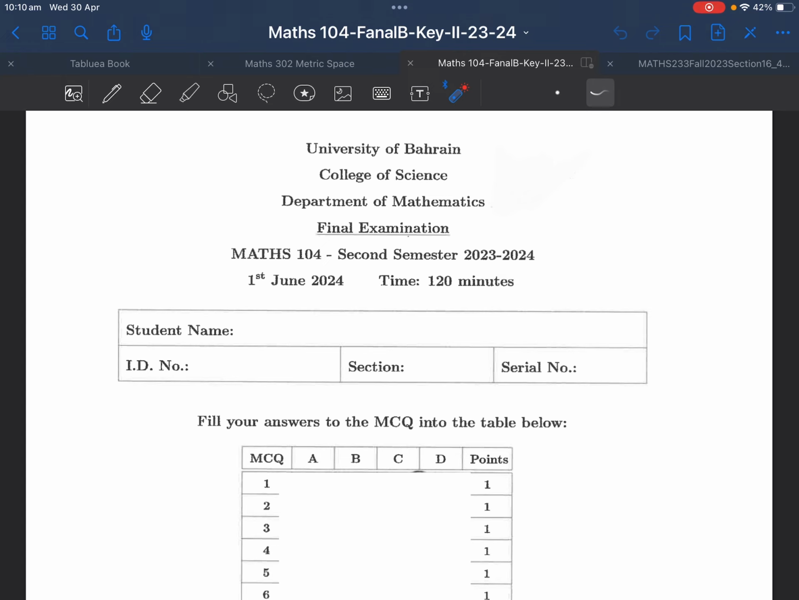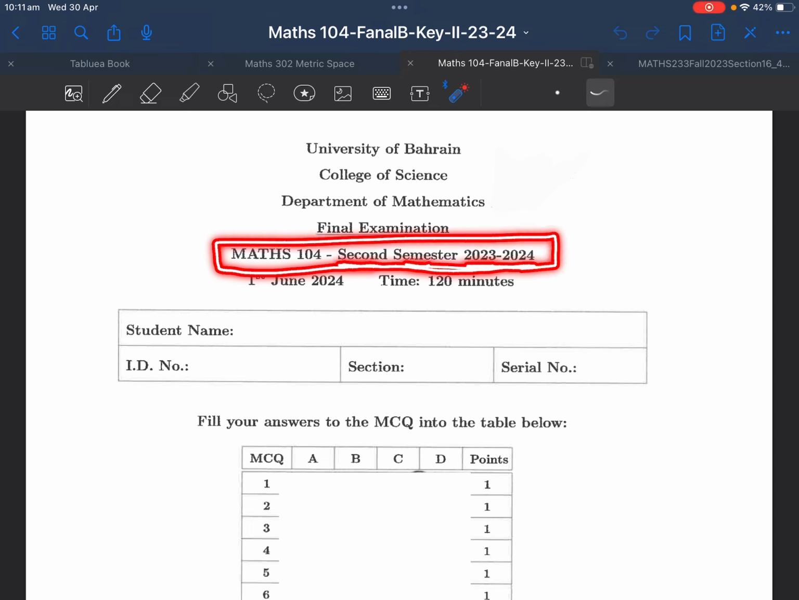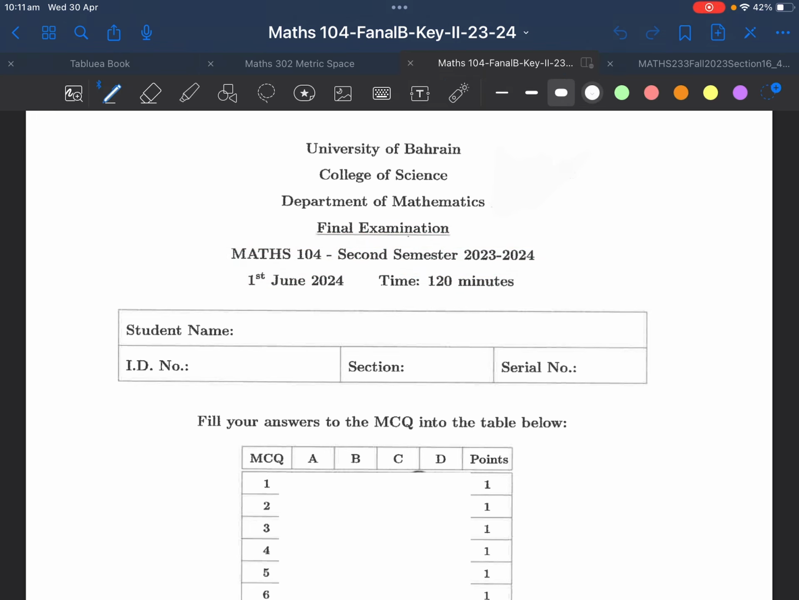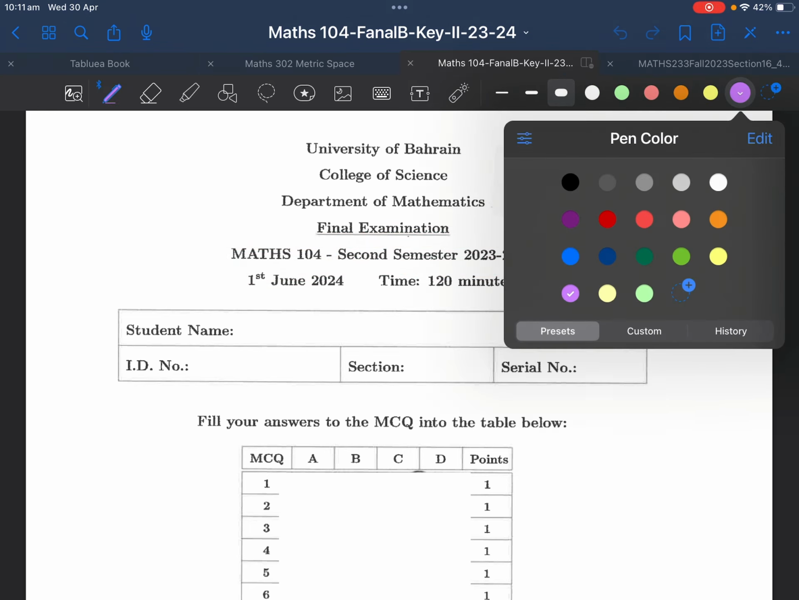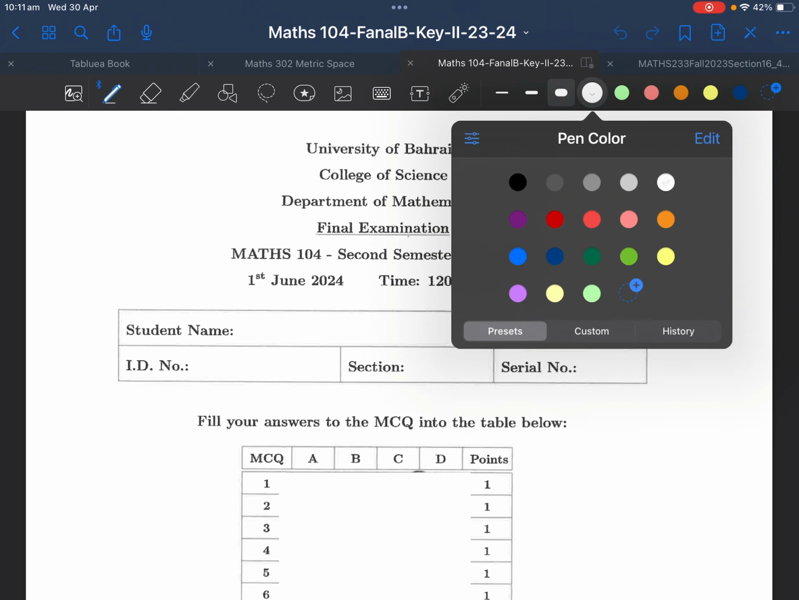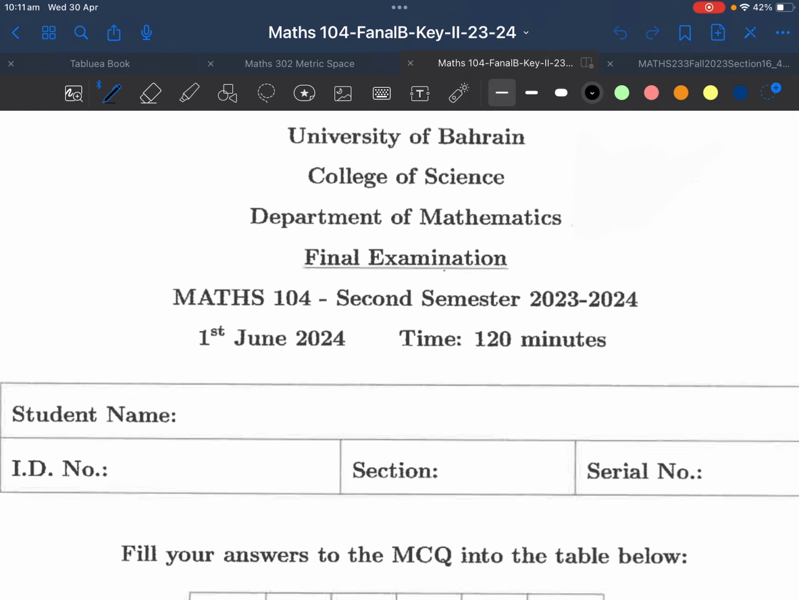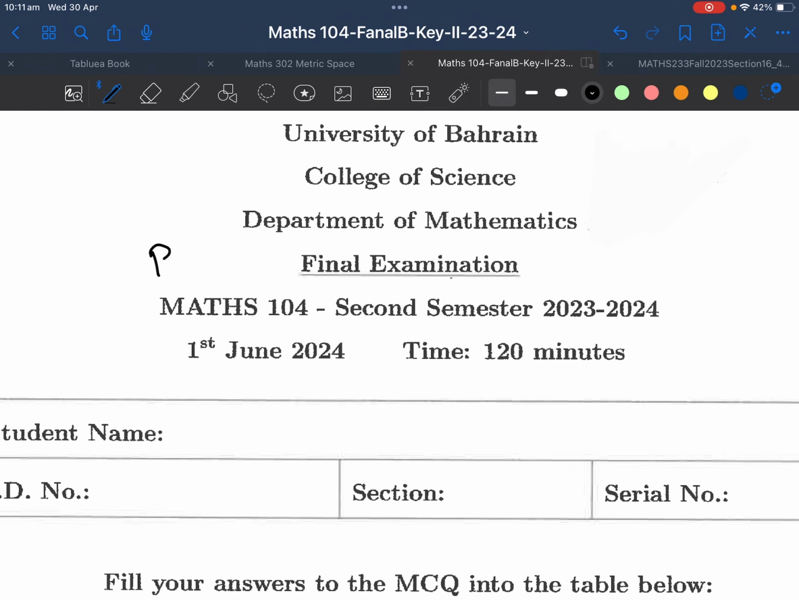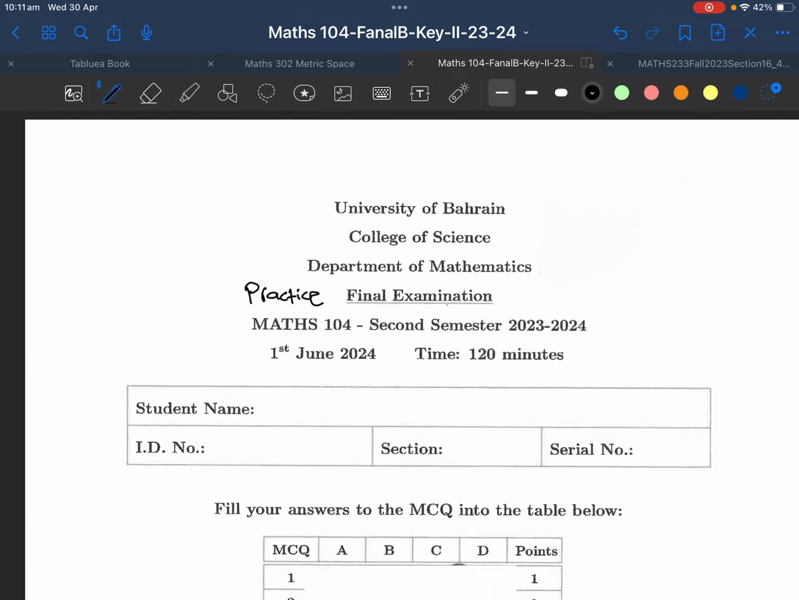Now we will solve the first practice final exam, and this is a previous final exam from the second semester of 2023-2024. So this is an actual real final exam that a student in the past has already taken, and we will do it as only a practice final exam. So this is not exactly like your exam, but it can serve as a final exam. So just let me write here: practice final exam.